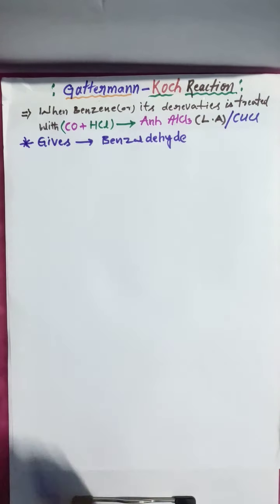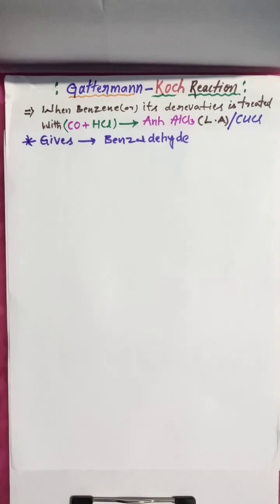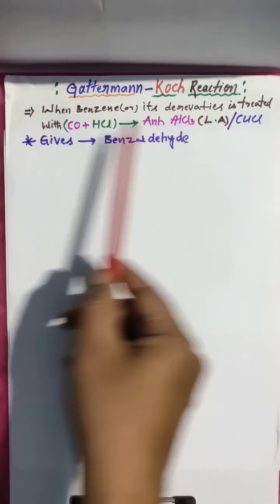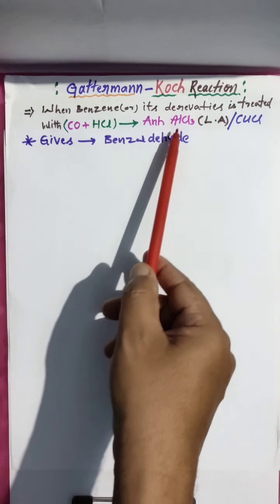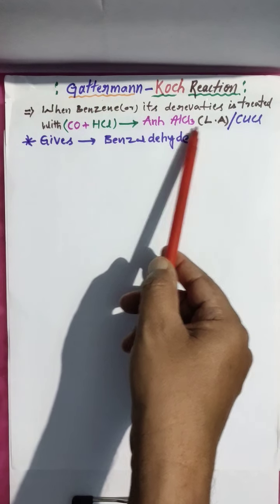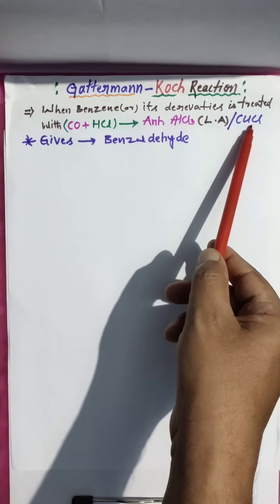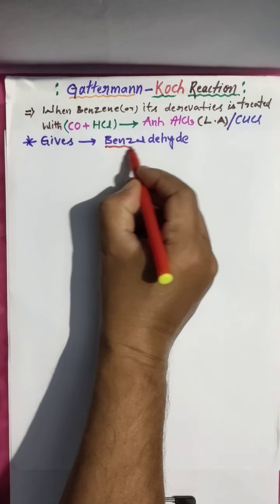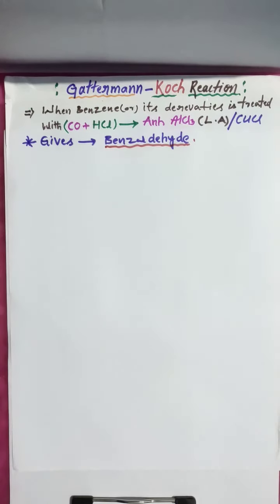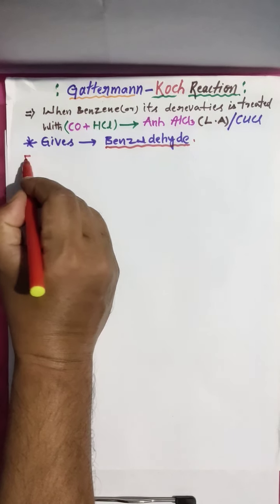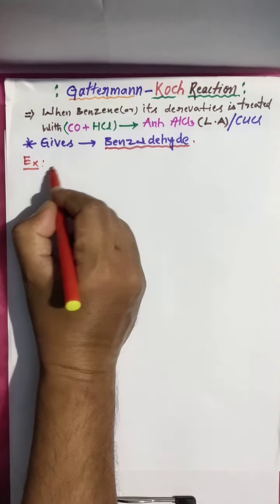So we have to prepare benzaldehyde by the Gattermann-Koch reaction. So all requirements are given. Benzene or benzene derivative treated with CO and HCl in the presence of anhydrous AlCl3, aluminum trichloride acting as Lewis acid, or you can take CuCl also, gives benzaldehyde. So we have to prepare aromatic aldehyde. So let us go for an example. Very easy method.